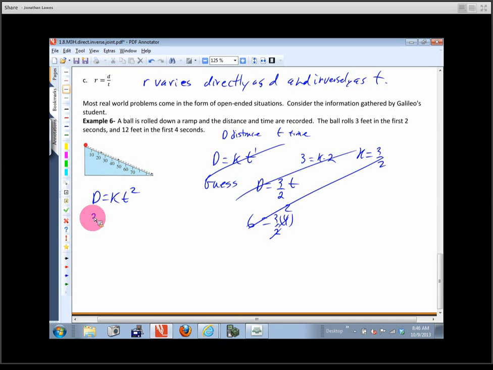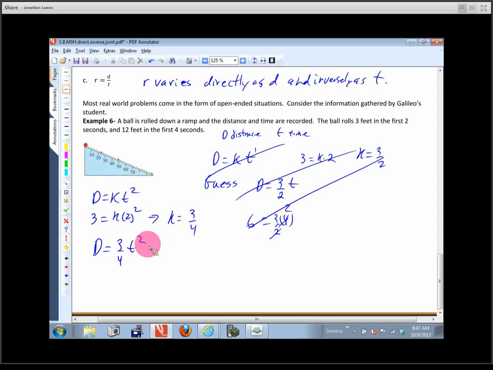So this would be 3 feet in 2 seconds. So let's square the time. This would tell us that k is equal to 3/4. For this particular ramp, for the steepness of this ramp, we're hoping that we can make a prediction using this model. D equals 3/4 t squared. The distance that it travels down the ramp is directly proportional to the square of the time.